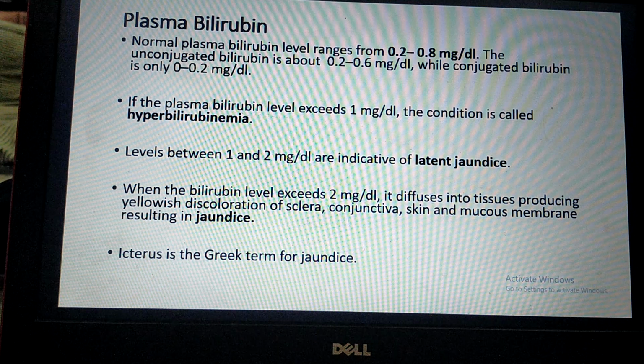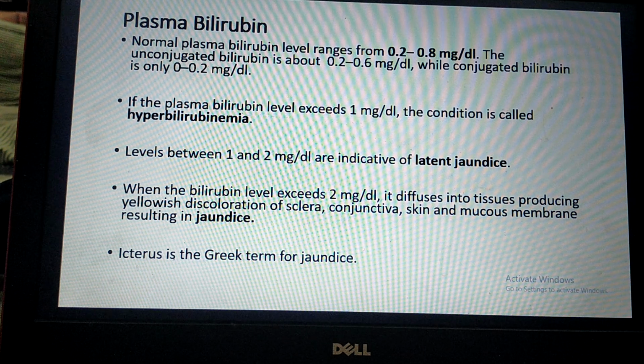Normal total plasma bilirubin ranges from 0.2 to 0.8 mg per deciliter, out of which unconjugated bilirubin is about 0.2 to 0.6 mg per deciliter, while conjugated bilirubin is only 0 to 0.2 mg per deciliter. If the plasma bilirubin level exceeds 1 mg per deciliter, it is called hyperbilirubinemia. The level of bilirubin between 1 to 2 mg per deciliter is called latent jaundice.